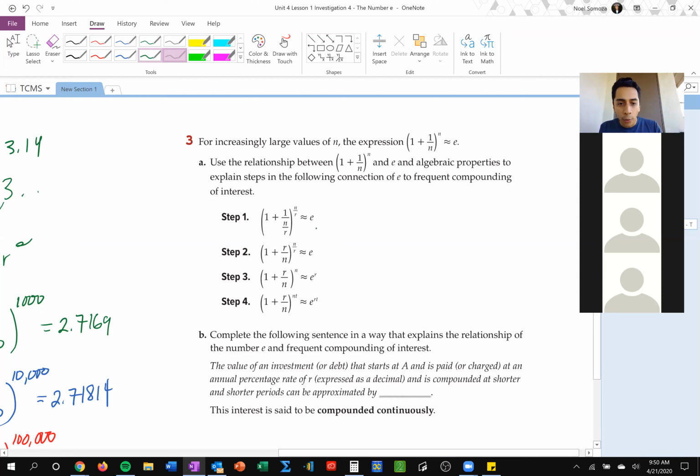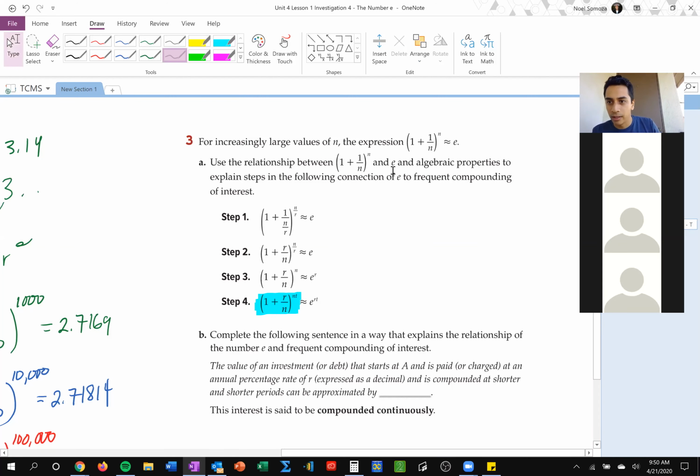Okay, so ultimately here it's asking us to explain how each step got to the next step and so on. Honestly, I think it's a little bit too much. It's a bit of a stretch. The big picture here is, if you take a look at step number 4 in particular, this should be familiar, right? That's how a compound interest formula is built already.